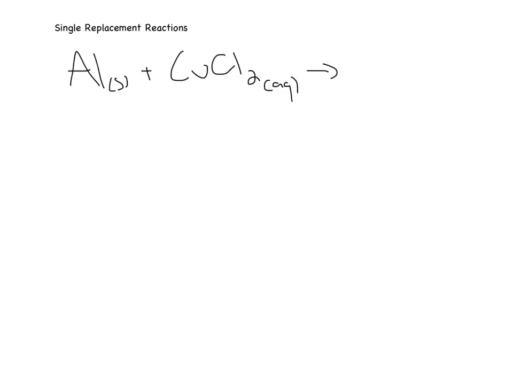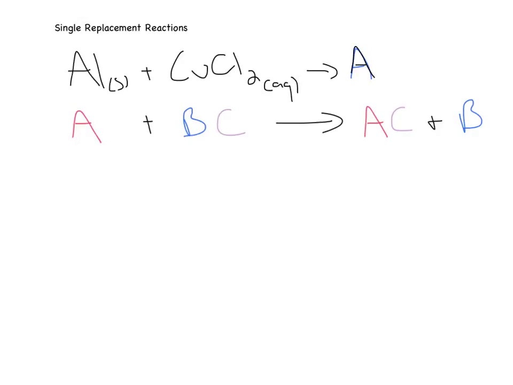So what's happening? Well, this is a classic single replacement reaction that follows this form, where you have A and BC reacting to form AC plus B. So the reaction would look like this. We have AlCl3, so aluminum chloride, and that is aqueous, plus copper, and that is solid. And this is the classic form of a single replacement reaction.